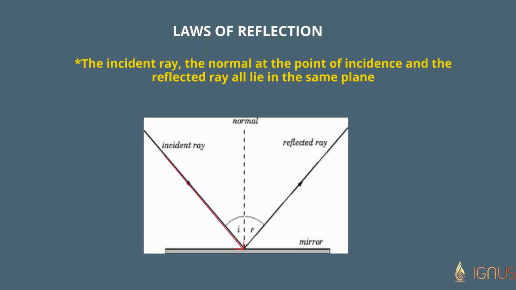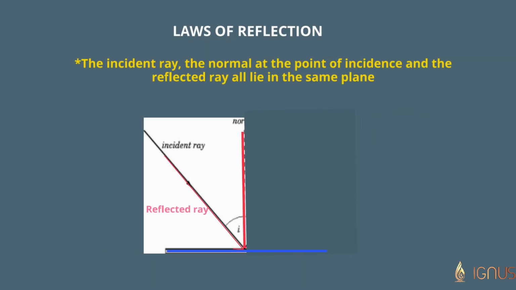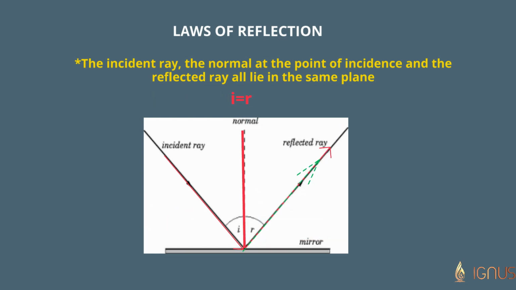For example, if the reflected ray is in this direction instead of this, then the diagram will look like this. The incident ray and the normal are in the plane of paper, whereas the reflected ray is not in this plane. This violates our second law, hence the ray will not be reflected in that direction. This is just not possible. It can be only like this. I will be equal to R and they will lie in the same plane.